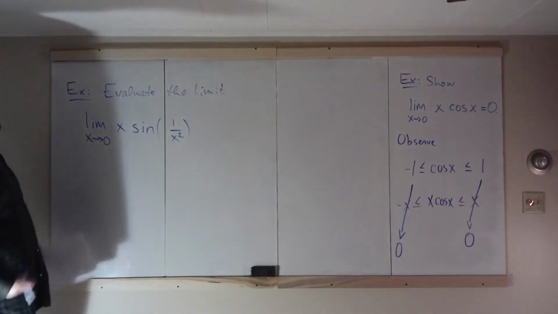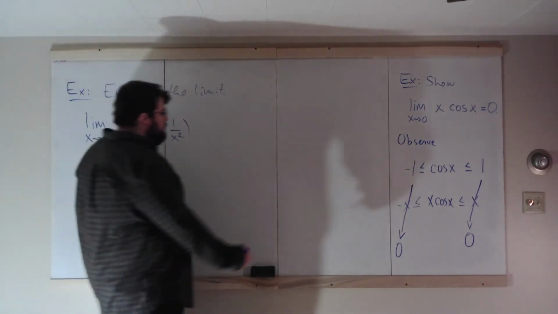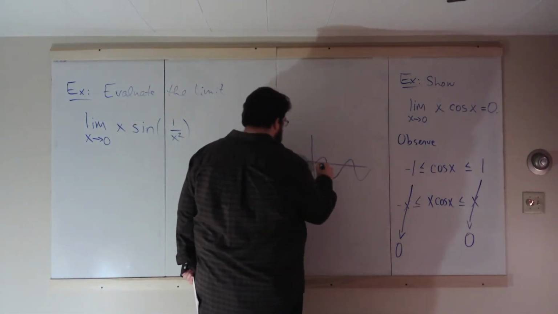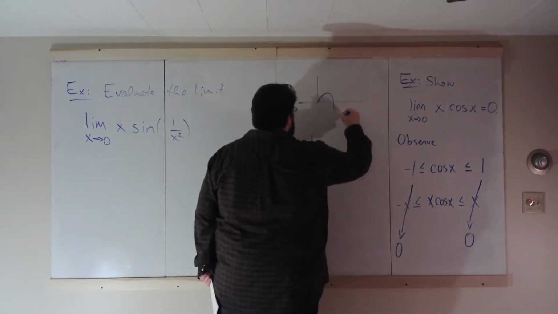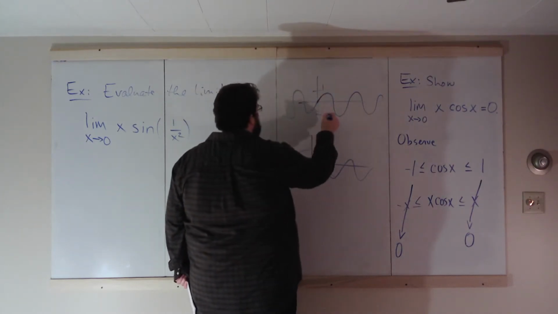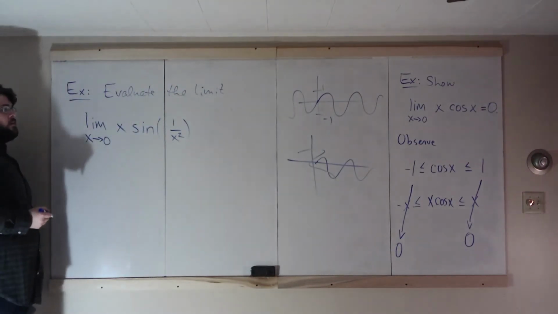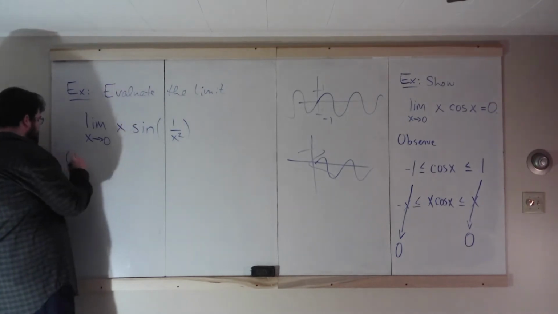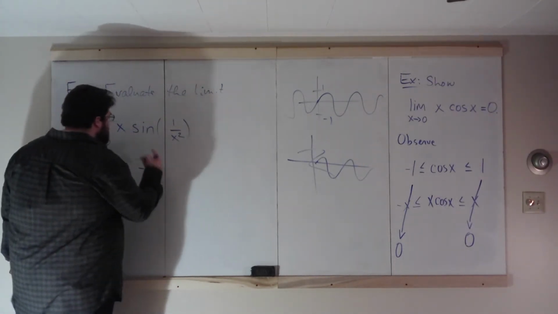But what we can do here is use sine to our advantage. Remember, sine of x, maybe I should draw a y-axis. Sine of x, remember, just like cosine, is between 1 and negative 1. So we can do that here. So observe. Negative 1 is less than or equal to sine of 1 over x squared.